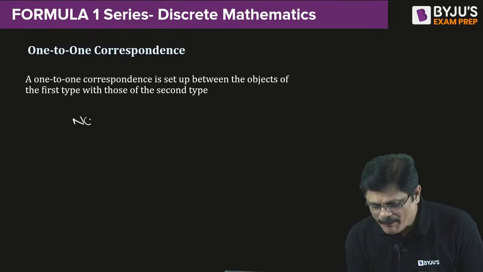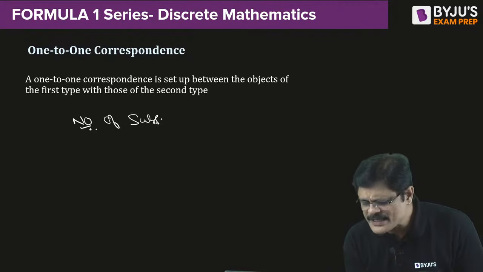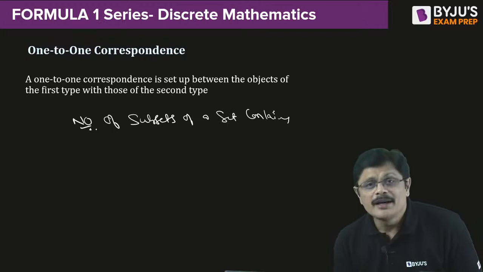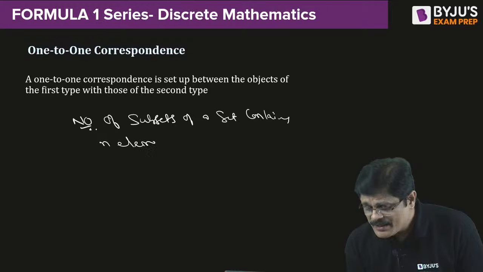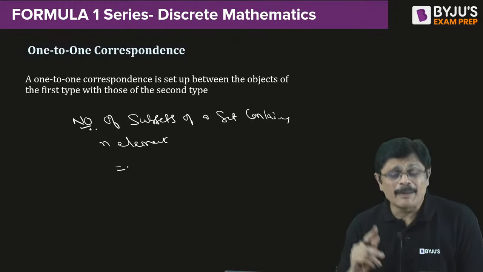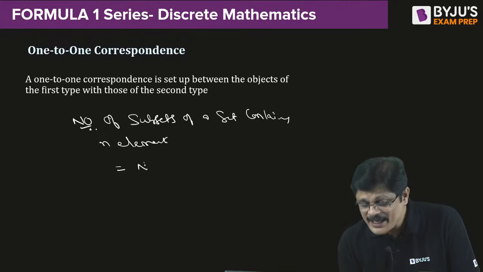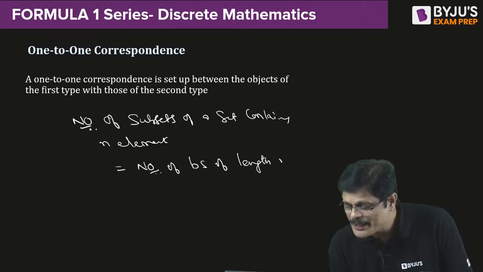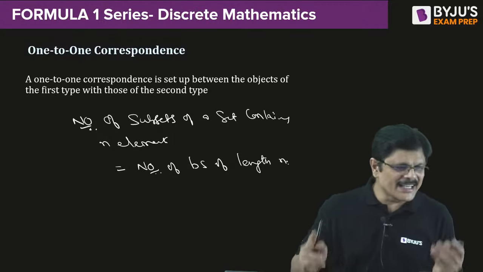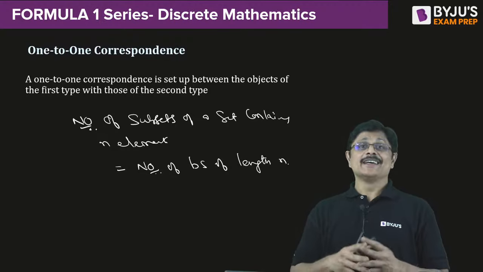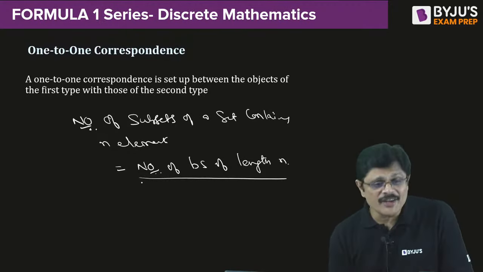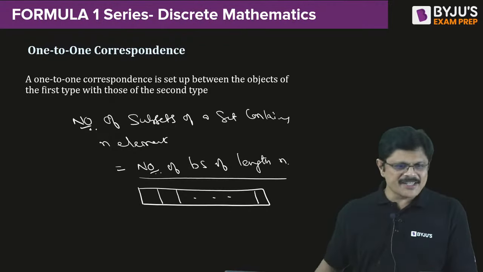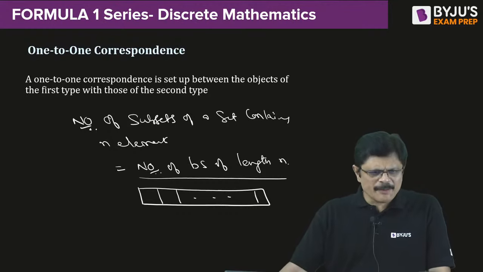For example, the number of subsets of a set containing n elements. You can solve the same problem by solving an equivalent problem, that is the number of binary strings of length n. So that would be the answer. Here, finding the number of binary strings of length n is very simple. Can you tell me how many binary strings of length n are there? Of course, we get this particular formula, 2 power n.